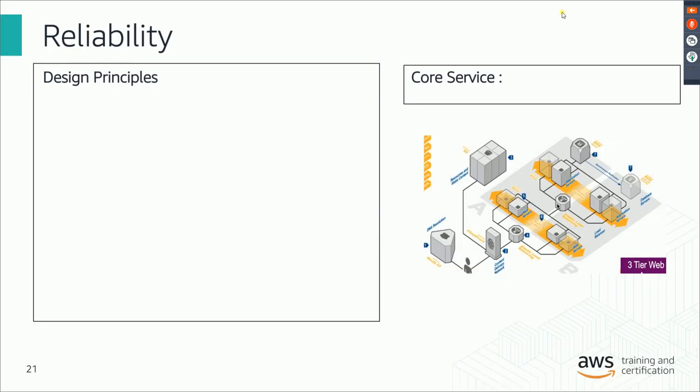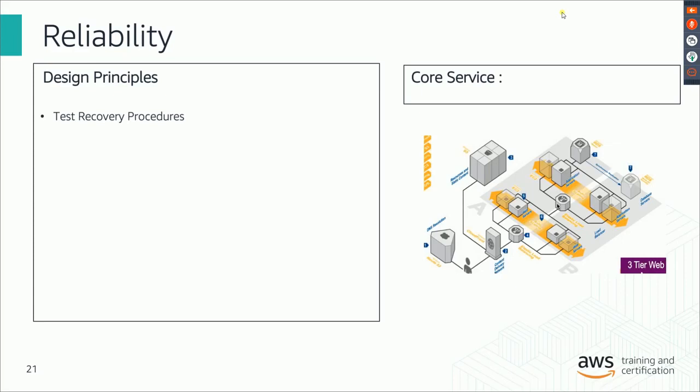Okay. So the design principles for reliability start with testing your recovery procedures. Now, what exactly do we mean by reliability? You need to have the ability of a system to recover from an infrastructure or a service failure. And this is so important. Everything fails all the time. That's how you will see Werner Vogels, the CTO of Amazon, talking about it at any forum, right?